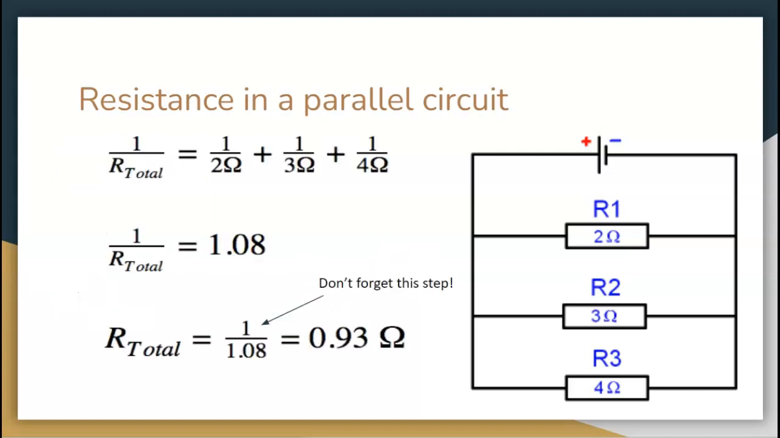You can do it. All right, for this circuit, 2 ohms, 3 ohms, 4 ohms. Same resistors, same light bulbs we had in the series circuit, but now they're arranged differently, so it's going to be different. 1 over R total equals 1 over 2. The 2 comes from here. 1 over 3, the 3 comes from here. 1 over 4, the 4 comes from here.